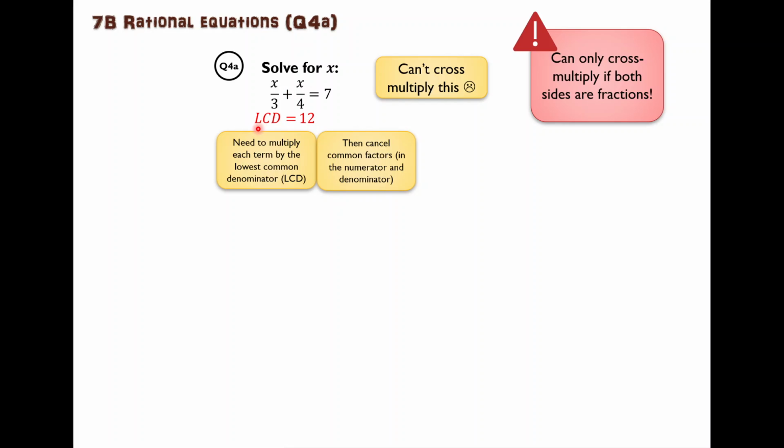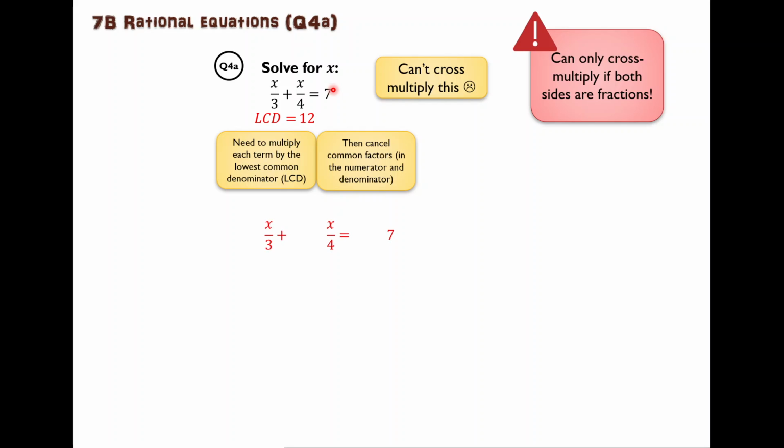So whenever you're solving an equation like this that has two fractions added together, write down what the lowest common denominator is, which is 12. And we are going to multiply this fraction by 12, this fraction by 12, and this number by 12, each term. Let's see what that looks like.